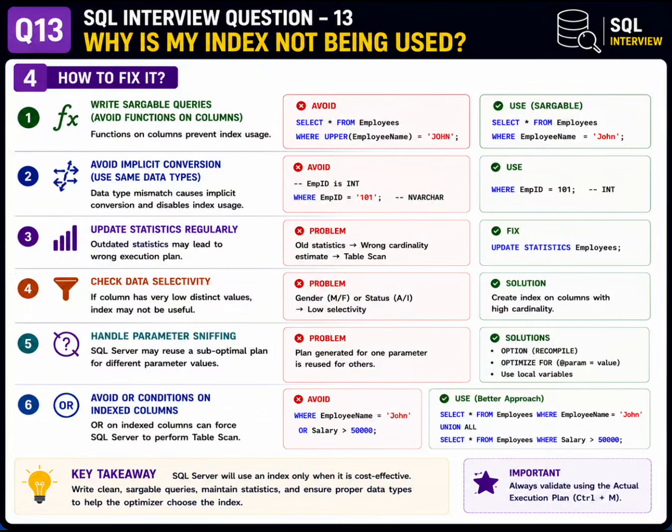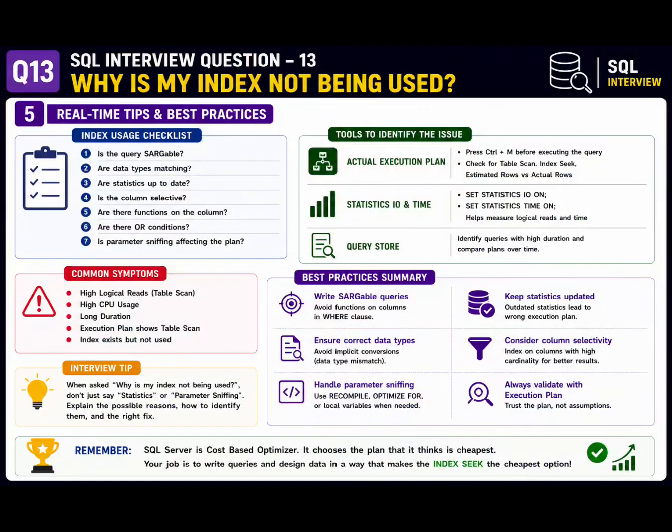Then the real-time tips and best practices. Whenever a query is slow, follow this checklist. Is the query searchable? Are the data types matching? Are statistics updated? Is the column selective? Are there functions in the where clause? Is an OR condition causing a scan? Is parameter sniffing affecting performance?